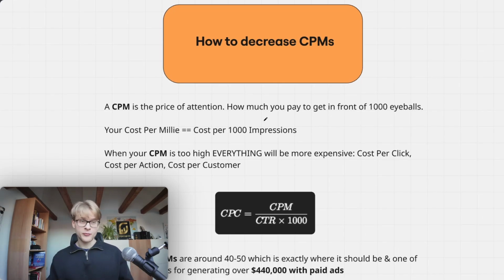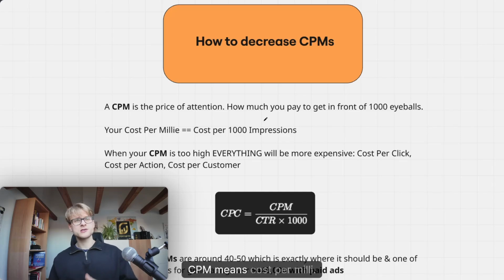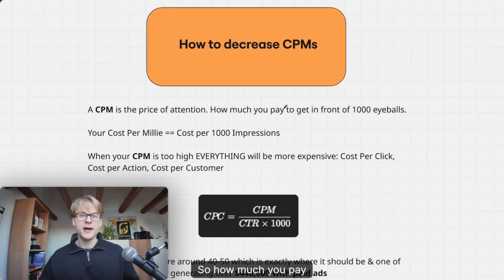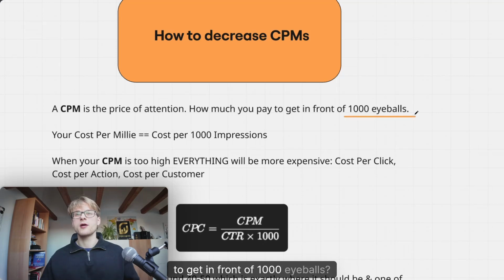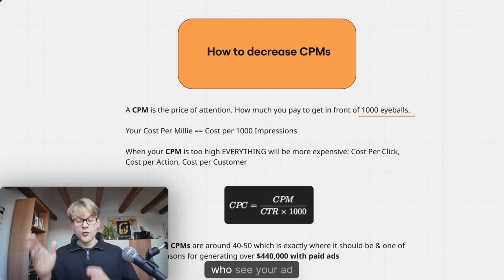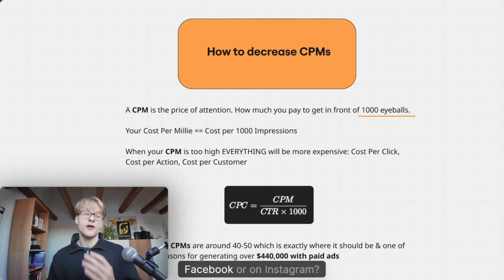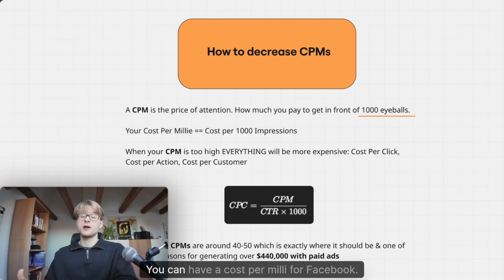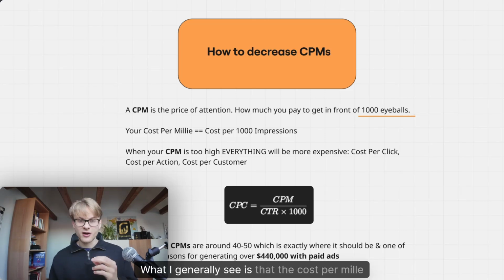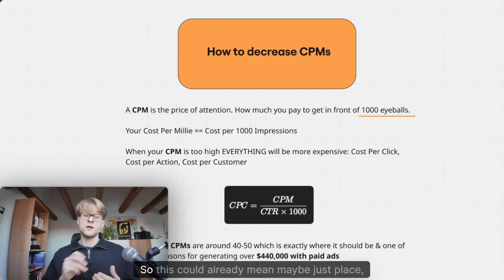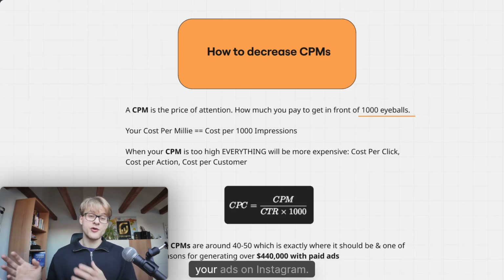So a CPM, what is it, right? CPM means cost per mille. It's the price that you pay for eyeballs, the price that you pay for attention. So how much you pay to get in front of 1,000 people who see your ad on Facebook or on Instagram. Then you can have a cost per mille for Instagram, you can have a cost per mille for Facebook. What I generally see is that the cost per mille for Instagram is quite low compared to Facebook. So this could already mean maybe just place your ads on Instagram.